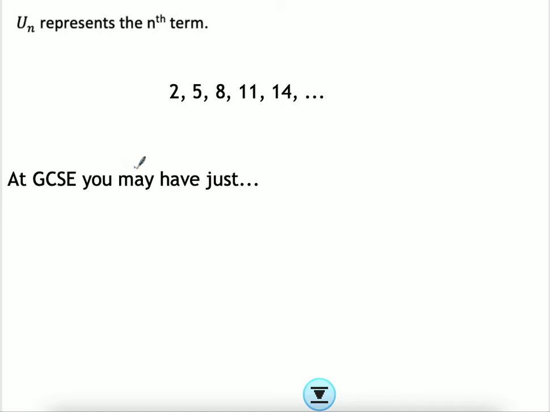Now at GCSE you may have just looked at this sequence and gone, well, it's going up in threes. The first term is a 2, so it's going to be 3n subtract 1. And that's absolutely right. Definitely the correct nth term, but at A level we look at it in a slightly different way.